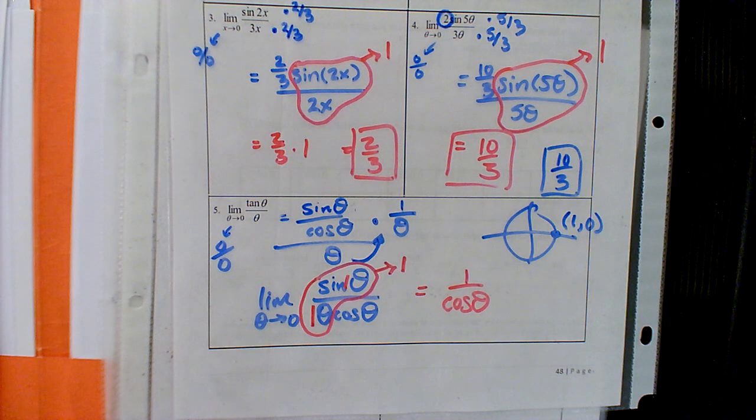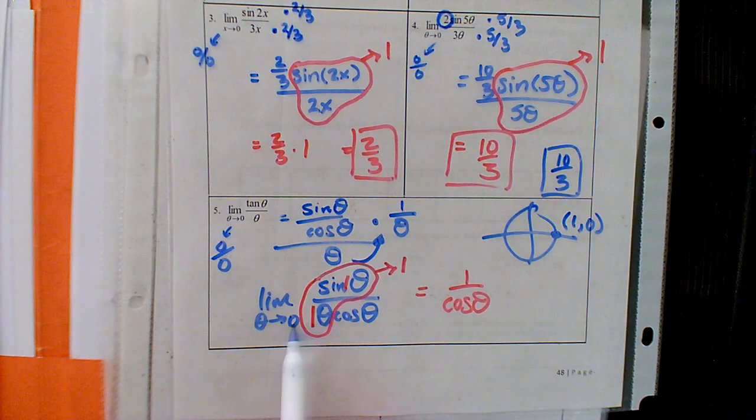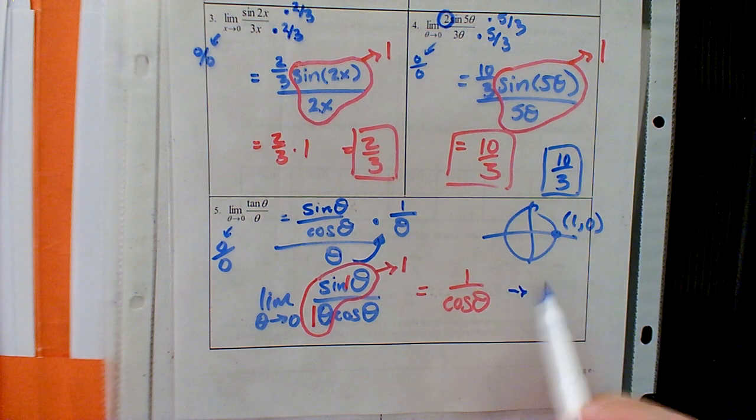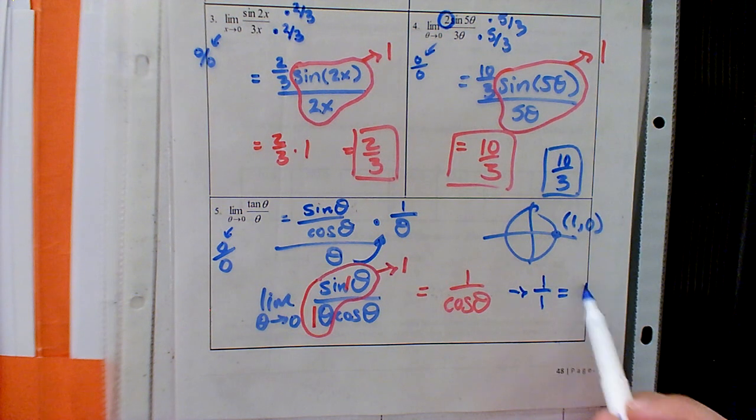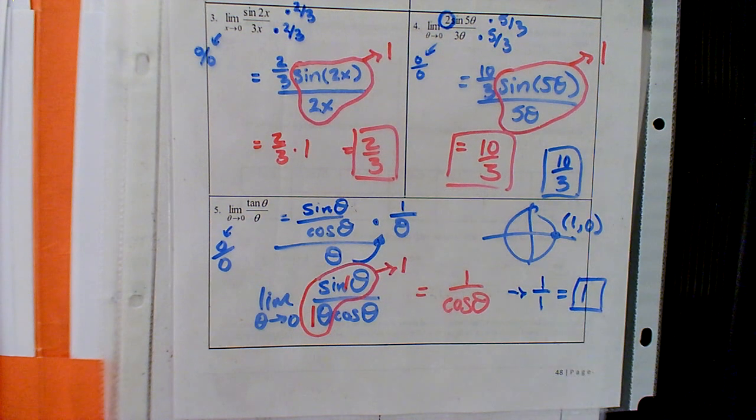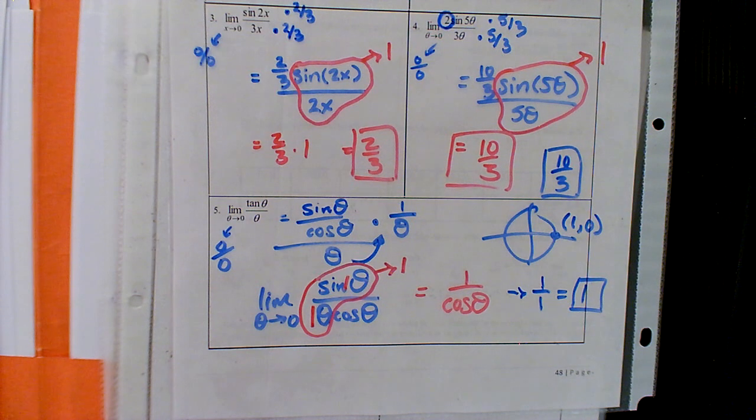Now let's try direct substitution. Cosine of 0, 1 over 1 is 1. Okay, so we actually had a mixture going on. We rewrote tangent to use that to our advantage, and that led into one of the limits, those trig limits, that we can talk about.